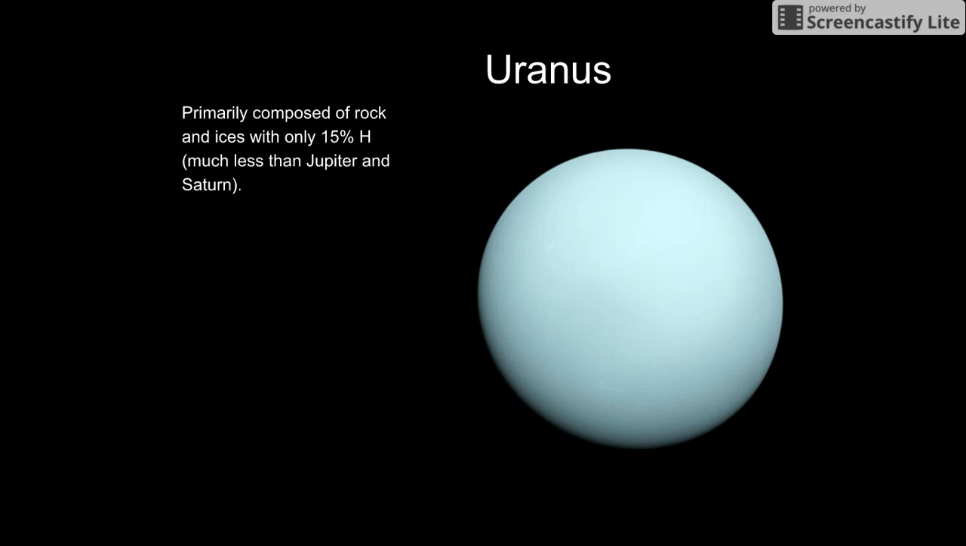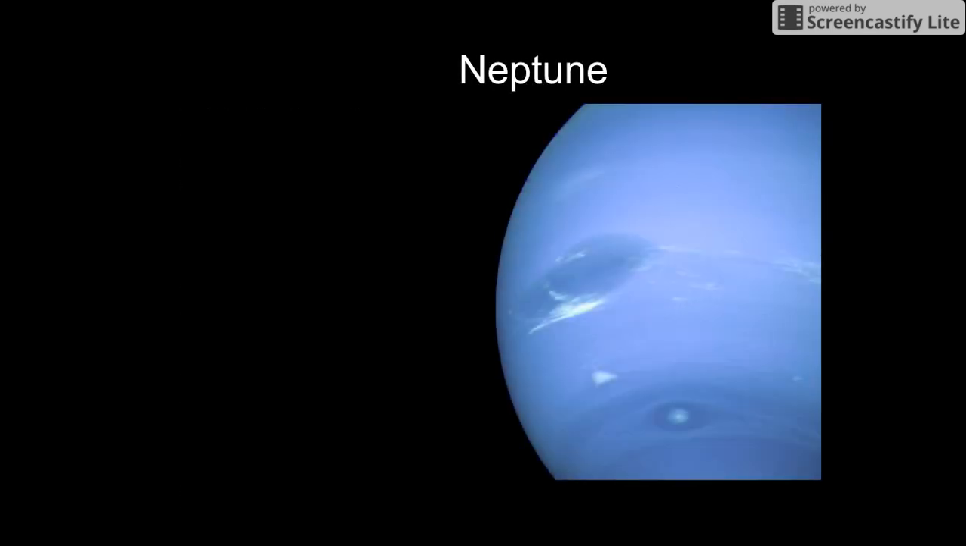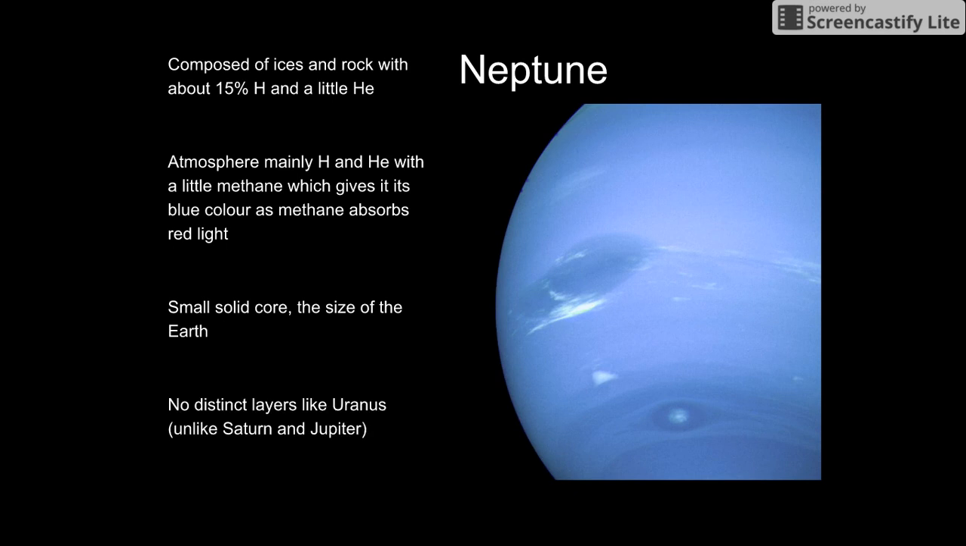Uranus is primarily composed of rock and ice with only 15% hydrogen, much less than Jupiter and Saturn. No rock core like Jupiter and Saturn, but materials more evenly distributed. There are no liquid metal hydrogen envelopes. And Neptune is composed of ice and rock with about 15% helium as well. Its atmosphere is mainly hydrogen and helium with a little methane, which gives it a blue color as methane absorbs red light. The small solid core is the size of the Earth. No distinct layers like Uranus, unlike Saturn and Jupiter.